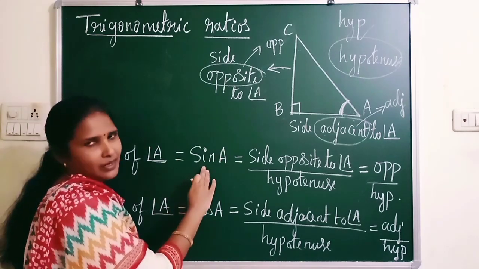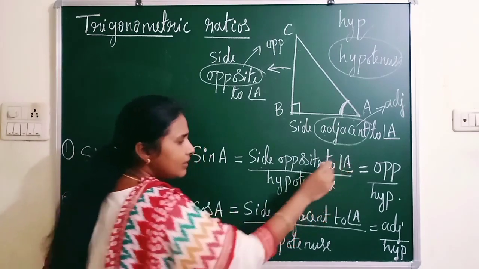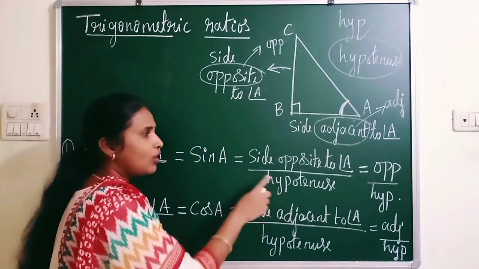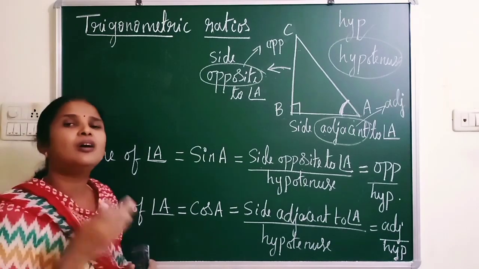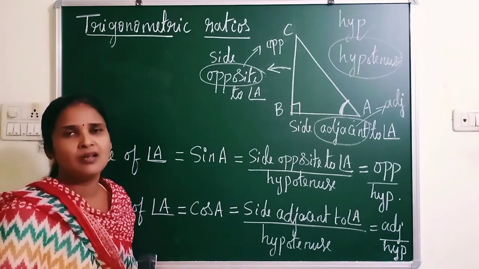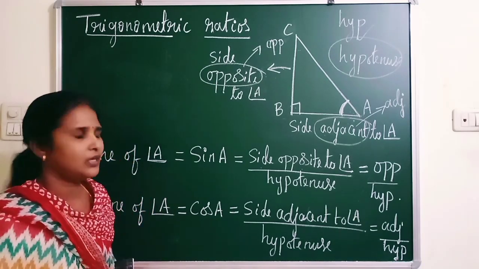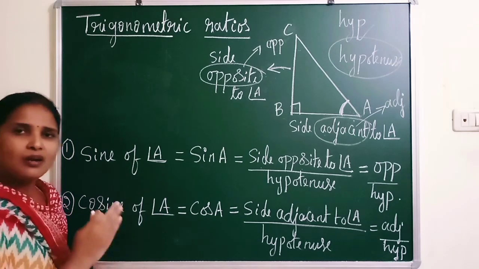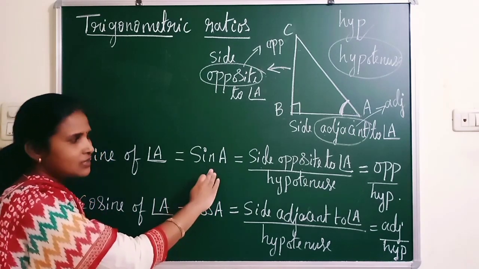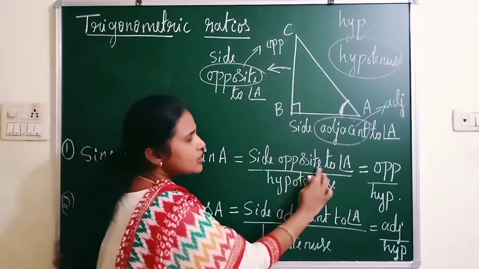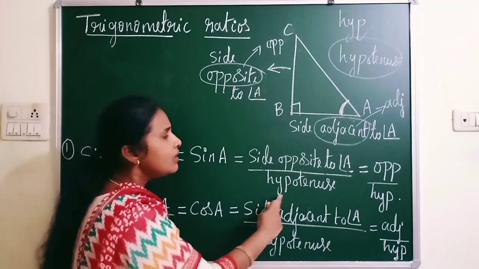So what is sine A? Sine A is equal to the side opposite to angle A divided by the hypotenuse. Always this is fixed. It's a basic technique to learn trigonometry. Very basic. Without this you cannot do any concept of trigonometry. So sine of angle A, sine A, is equal to the side opposite to angle A divided by the hypotenuse.